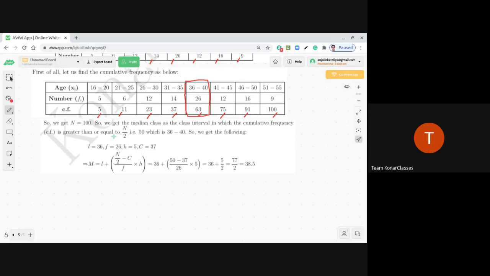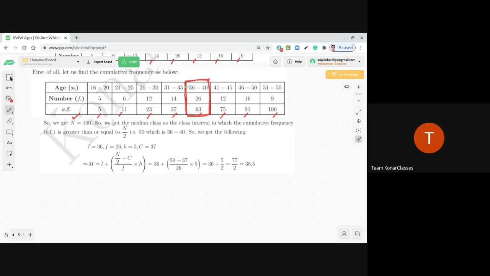As you see, dear students, N is equal to 100. So we get the median class as the class interval in which the cumulative frequency is greater than or equal to 50. In which class interval is the cumulative frequency greater than or equal to 50? That is 63, this one, 36 to 40. This is the class interval.